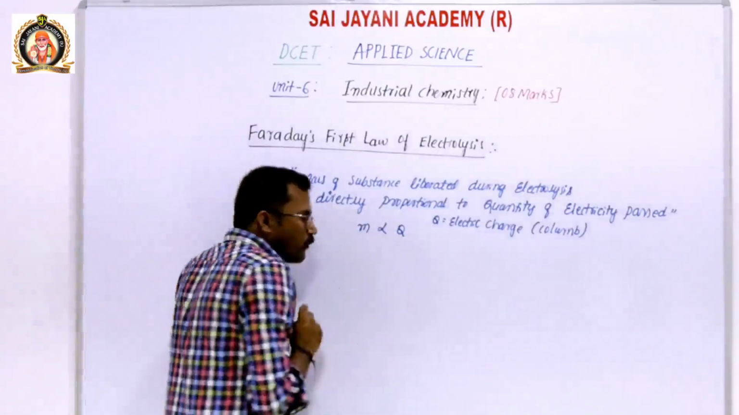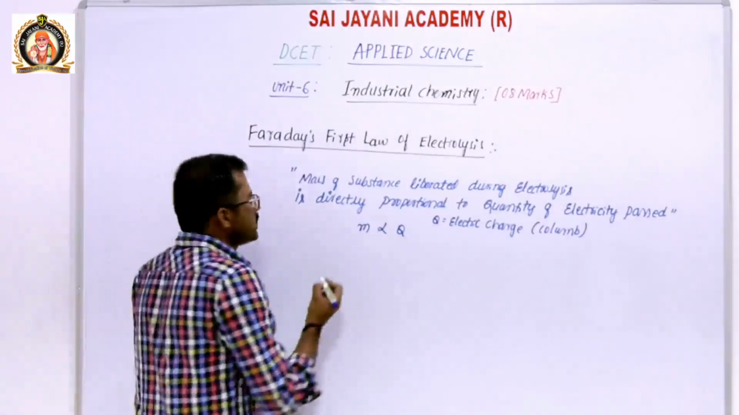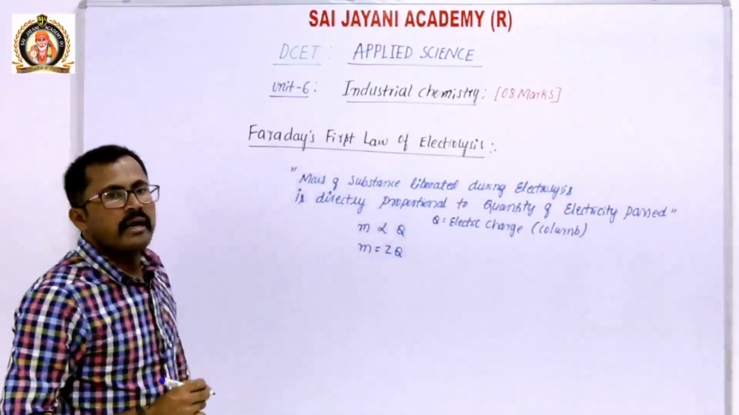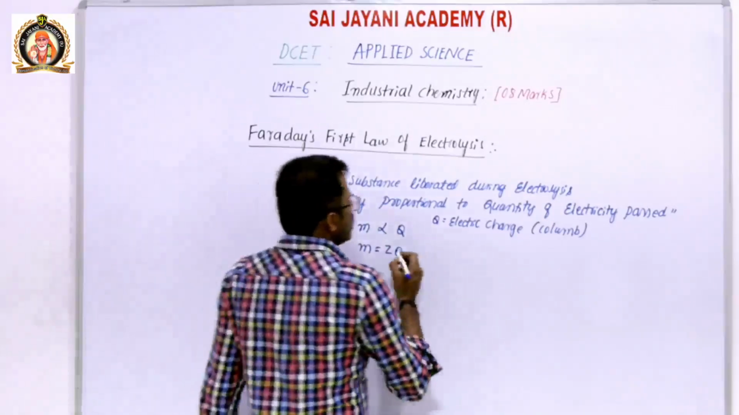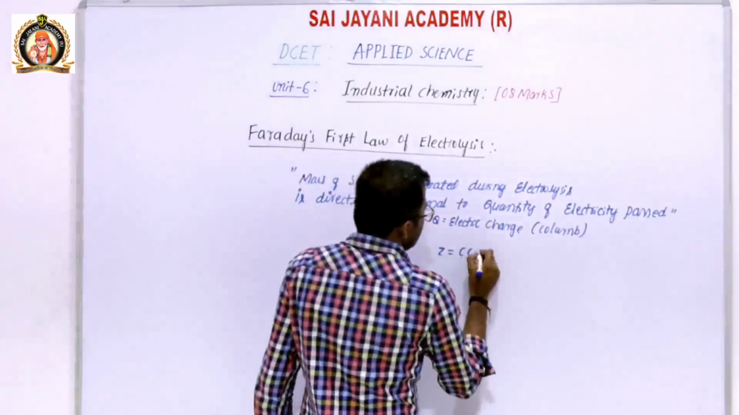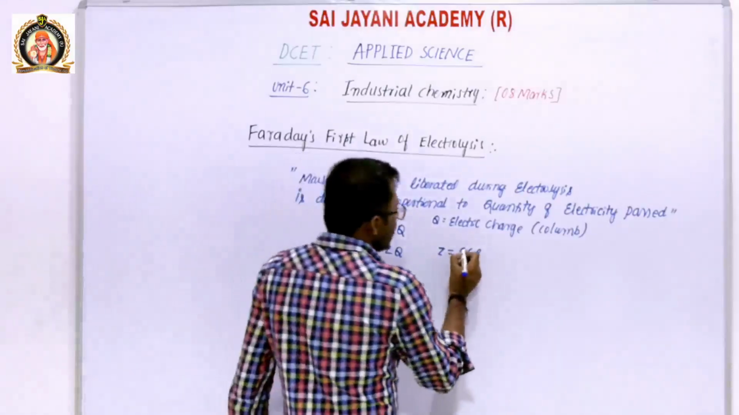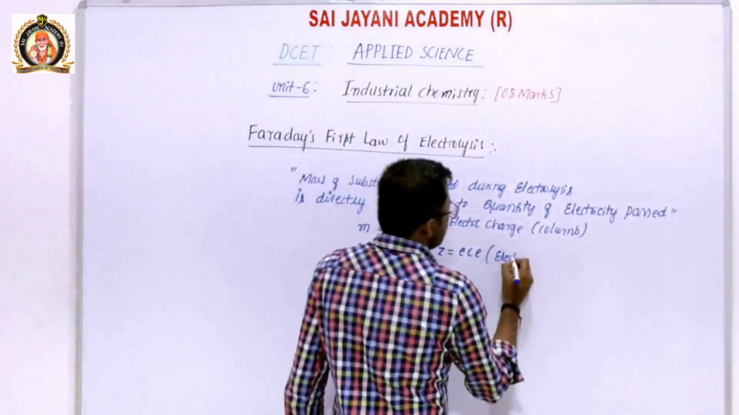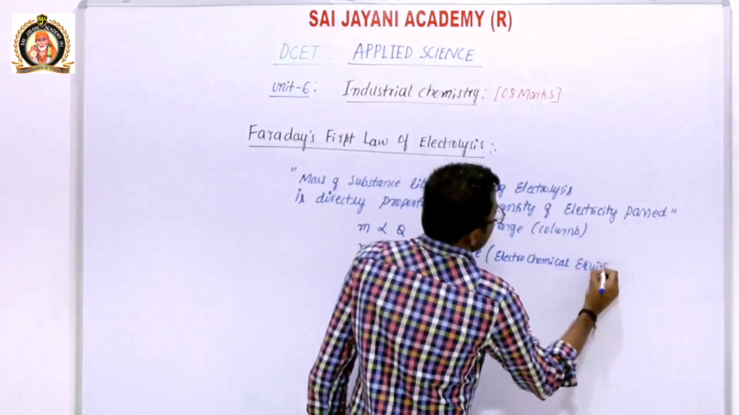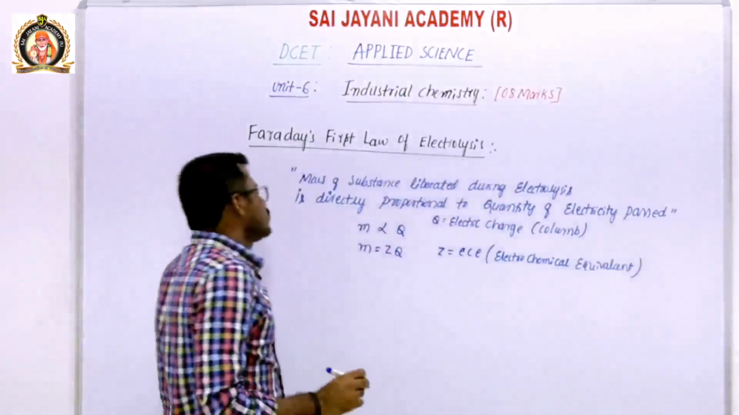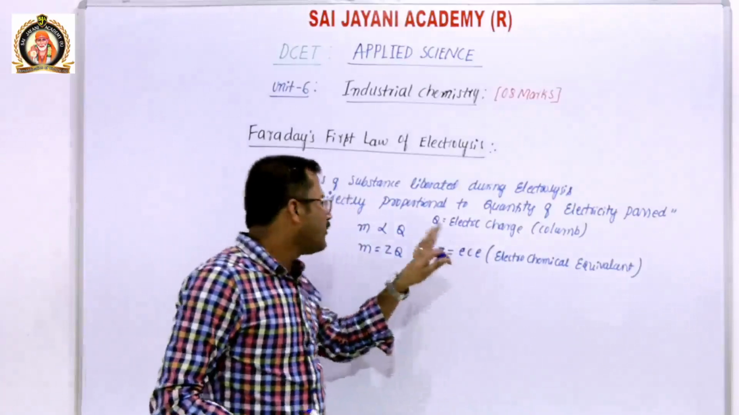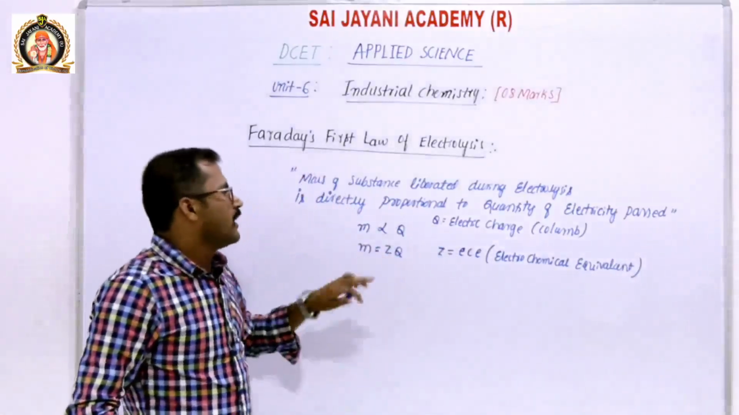When we say directly proportional or inversely proportional, we get a constant. So m is equal to z into q, where z is the electrochemical equivalent of the substance. So z is the ECE, electrochemical equivalent of the substance. Mass is equal to z into q, where q is the electricity passed.